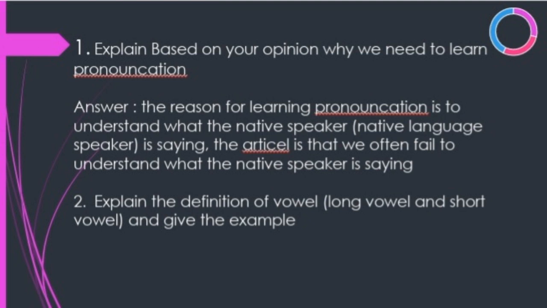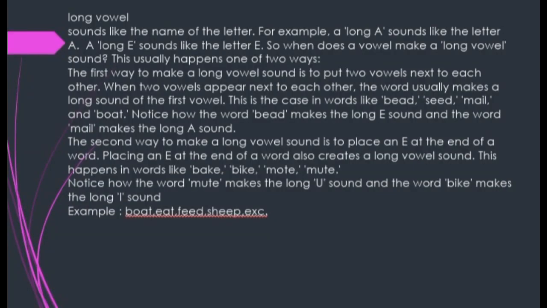Number 2. Explain the definition of vowel, long vowel, and short vowel, and give the example. The answer is: a long vowel sounds like the name of the letter. For example, long A sounds like the letter A. So, when does a vowel make a long vowel sound? This usually happens in one of two ways.